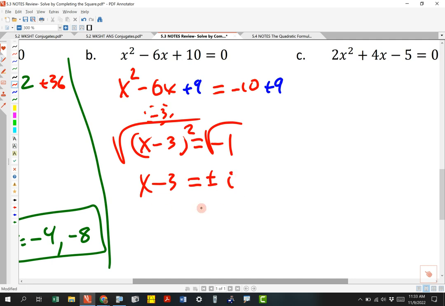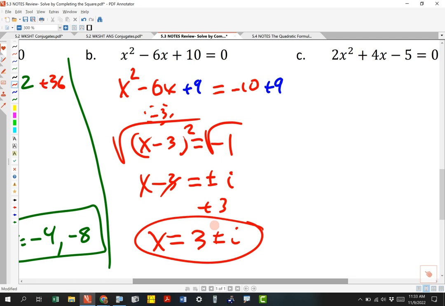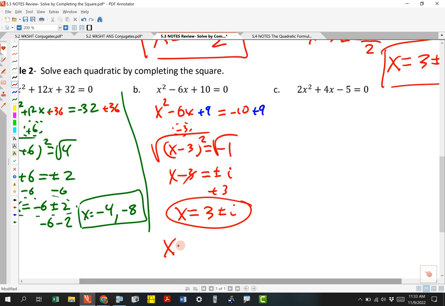So if I just move the 3 over by adding 3, I get this. x equals 3 plus or minus i. If you wanted to leave it that way, you could. If you wanted to break it up into two different parts of the answer, we could write x equals 3 plus i, and then 3 minus i. So you get those two answers.